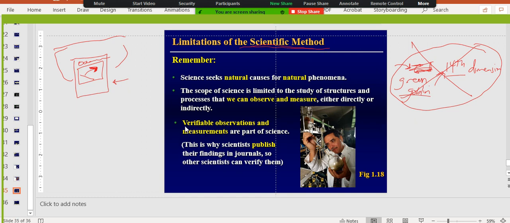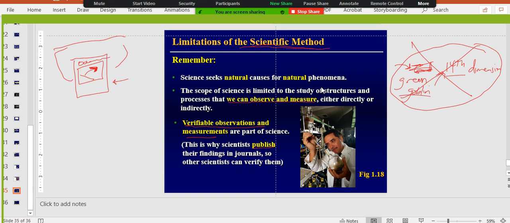So just to be clear, we have to be able to observe and measure things, and those have to be verifiable and repeatable. That's why scientists publish in these journals, because it's scrutinized by other scientists to make sure that they can replicate those experiments.